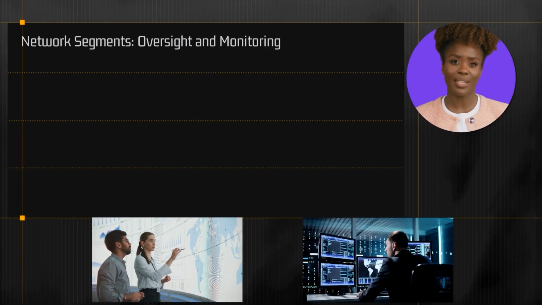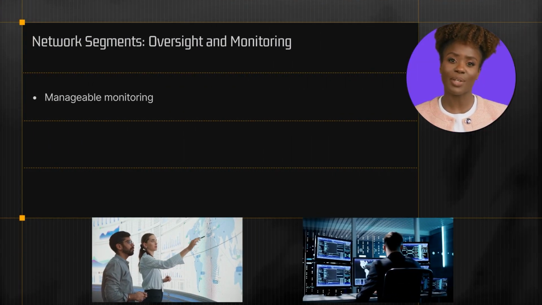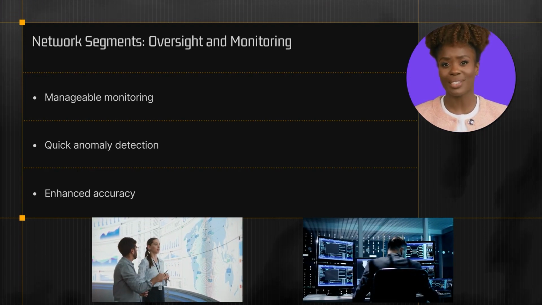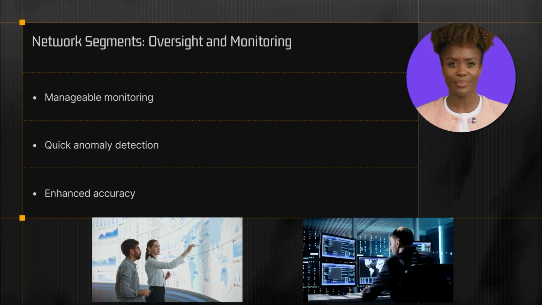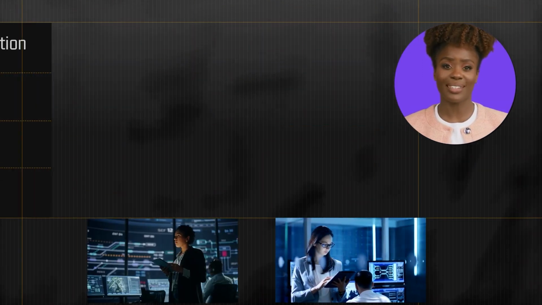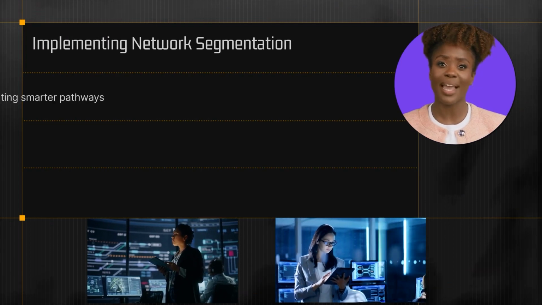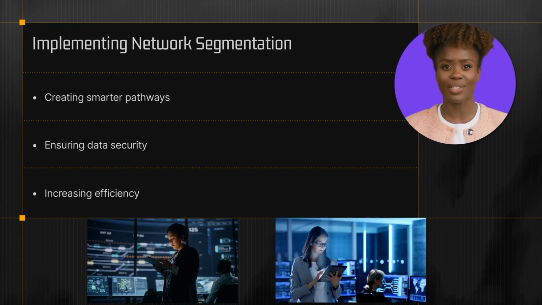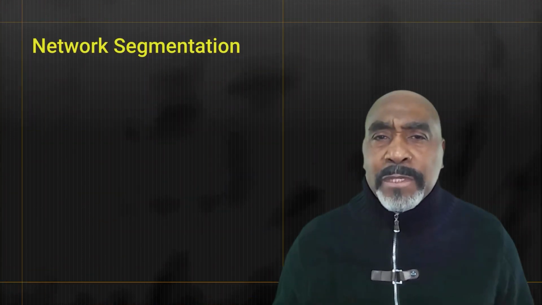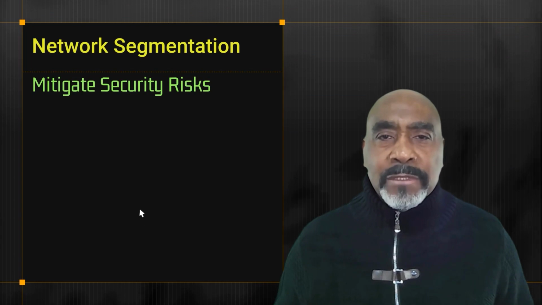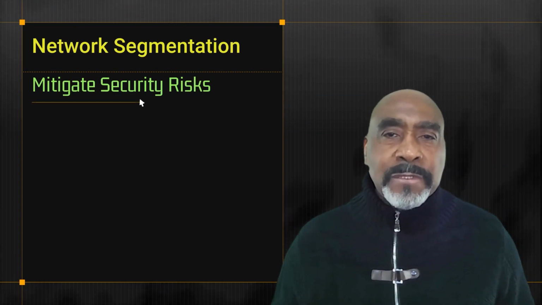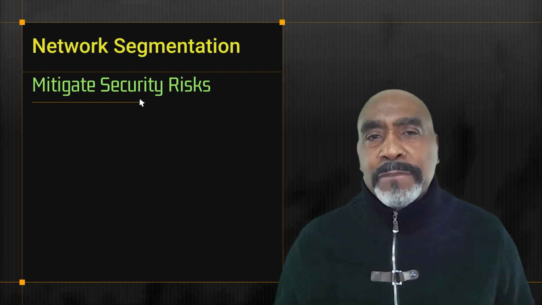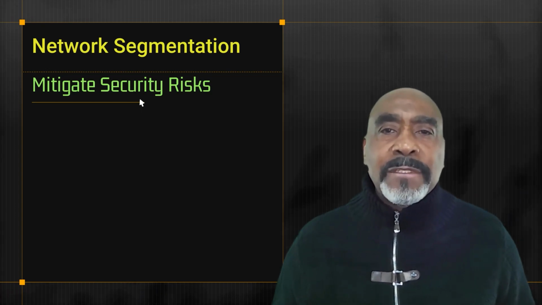It's also about oversight. With network segments, monitoring becomes more manageable. Anomalies and suspicious activities can be detected more quickly and with greater accuracy. Implementing network segmentation isn't just about adding barriers. It's about creating smarter, more efficient pathways for data to travel securely. Network segmentation is not just a technical strategy. It's a critical component of a holistic security posture. It ensures operational resilience and compliance, safeguarding both data and systems effectively.